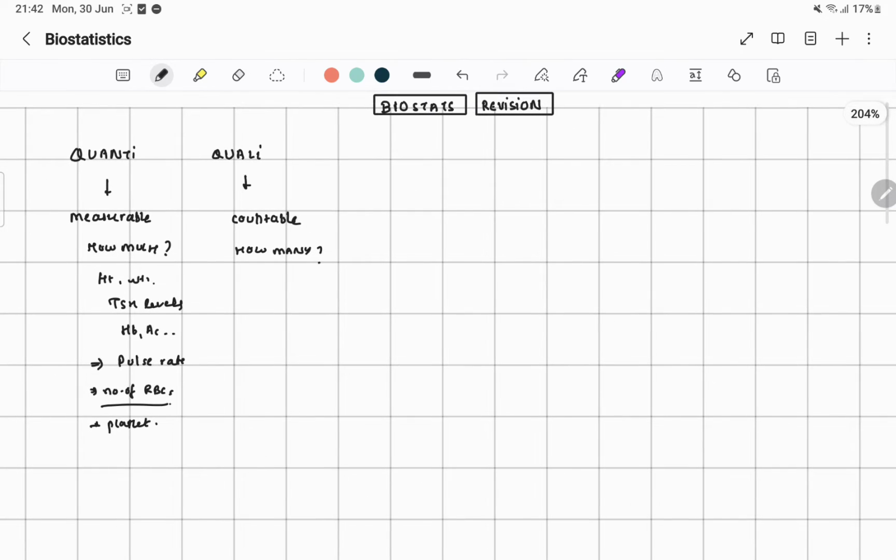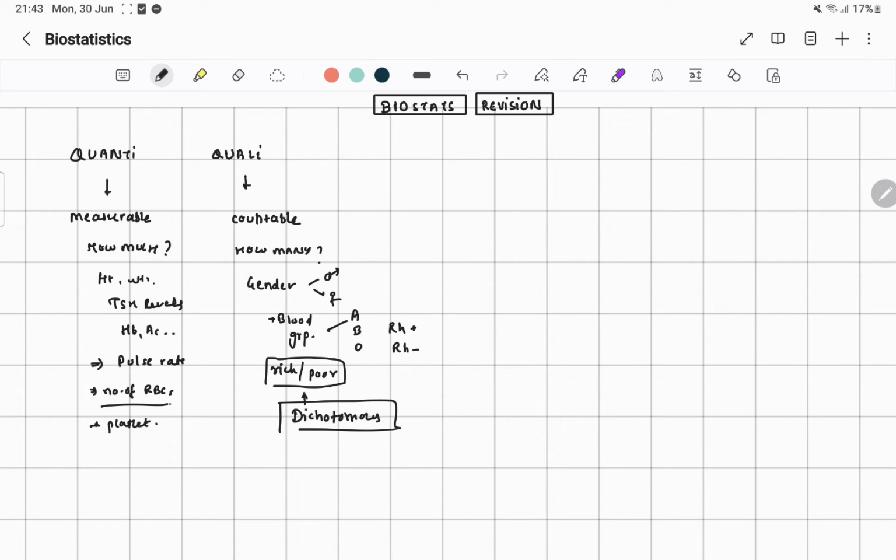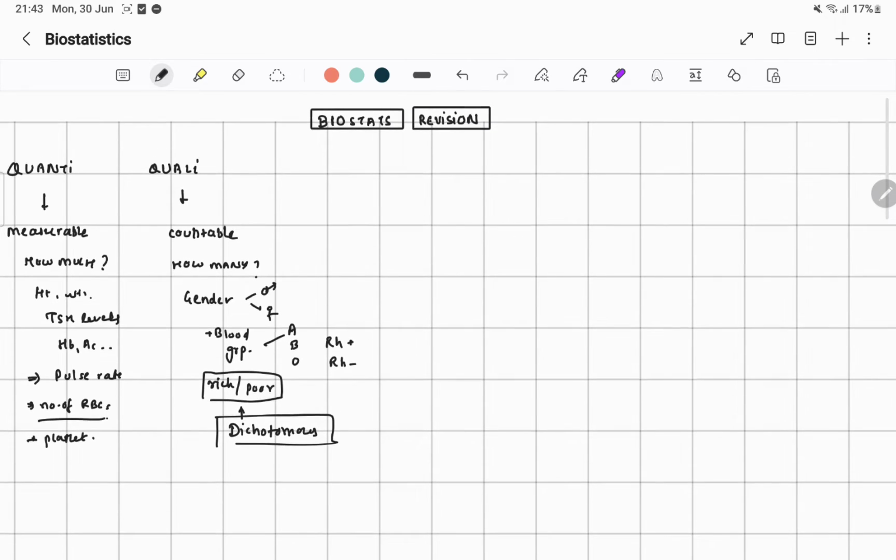And qualitative data is how many, like gender, male or female, blood group. Can you calculate how many blood groups there are? No. You will count type A, B and O, Rh positive or Rh negative, like this. Rich or poor. This type of comparative data is called dichotomous data: healthy, sick, rich, poor, all of this. Okay, so we can have this type of data.